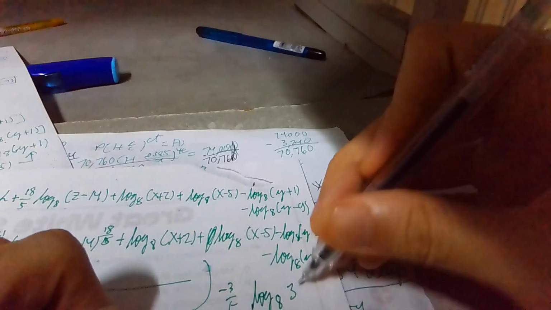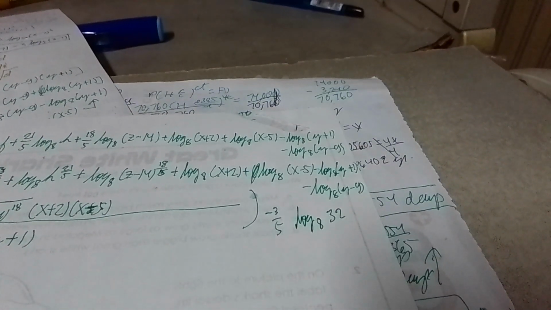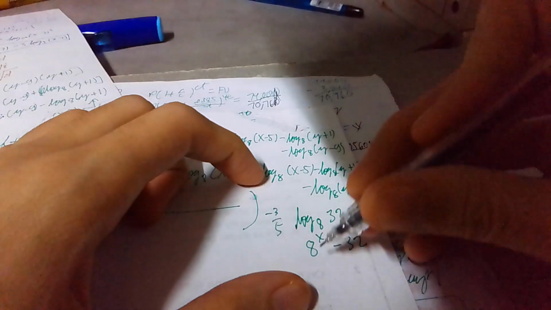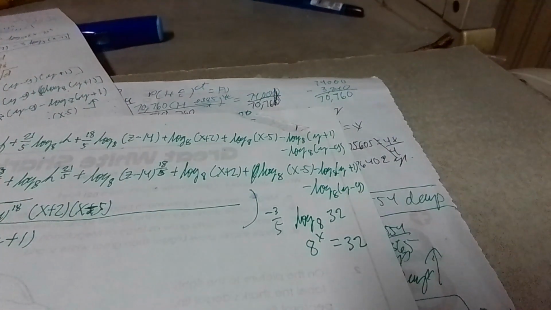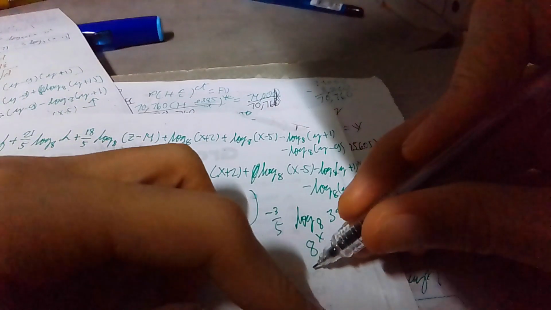Log base 8 of 32. Di ba? So translating this into an exponential equation, remember, 8 raised to what power gives you 32? Did you find a base that's congruent? Wala. So therefore, all you have to do is split it into fractions. Okay? So find a base.